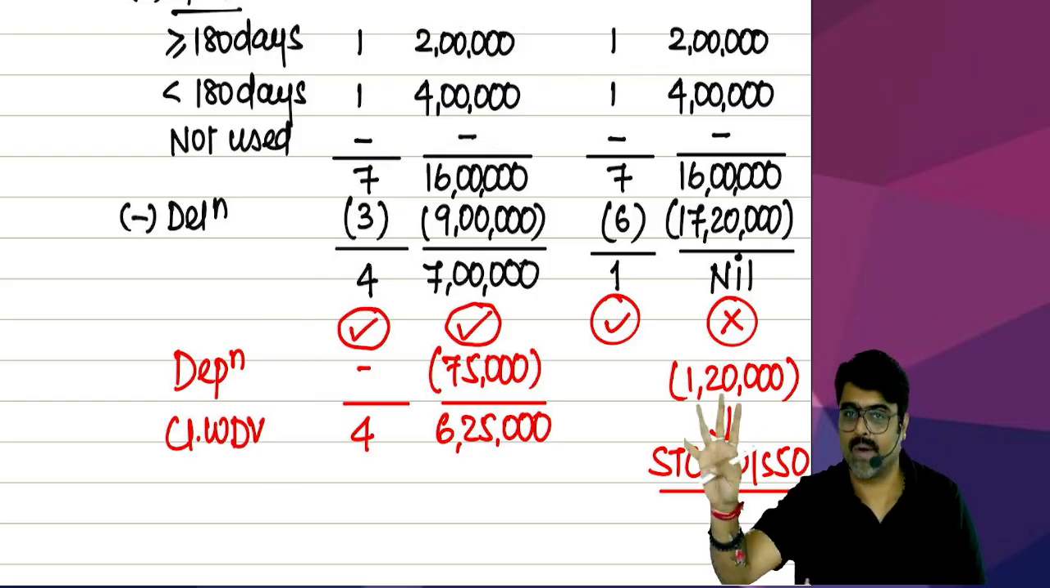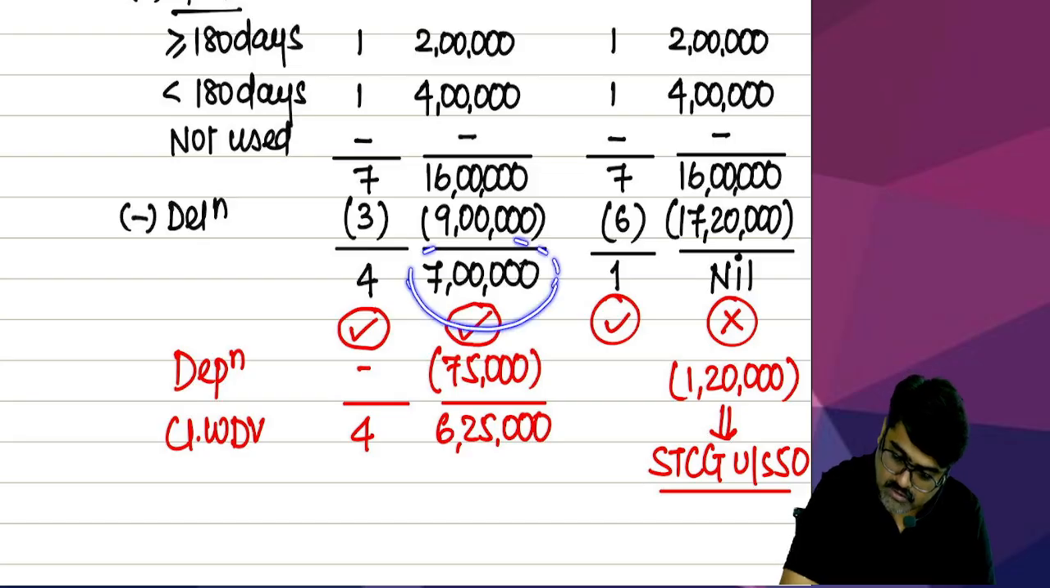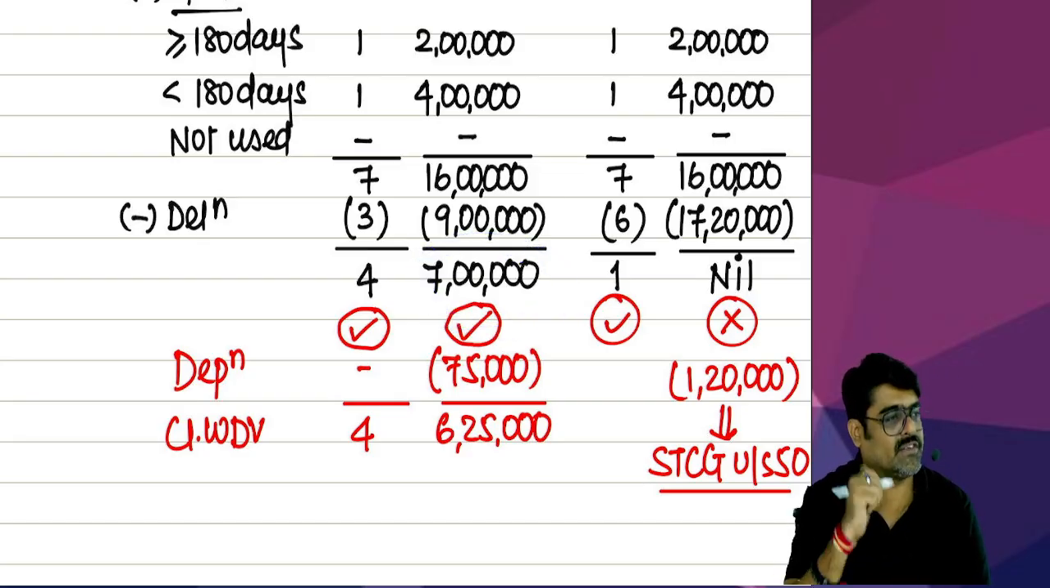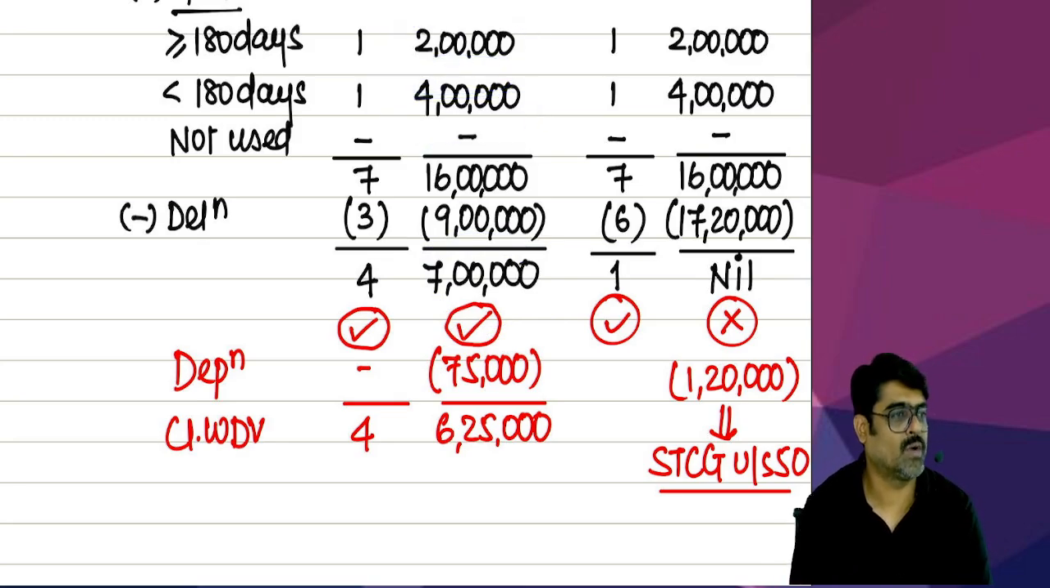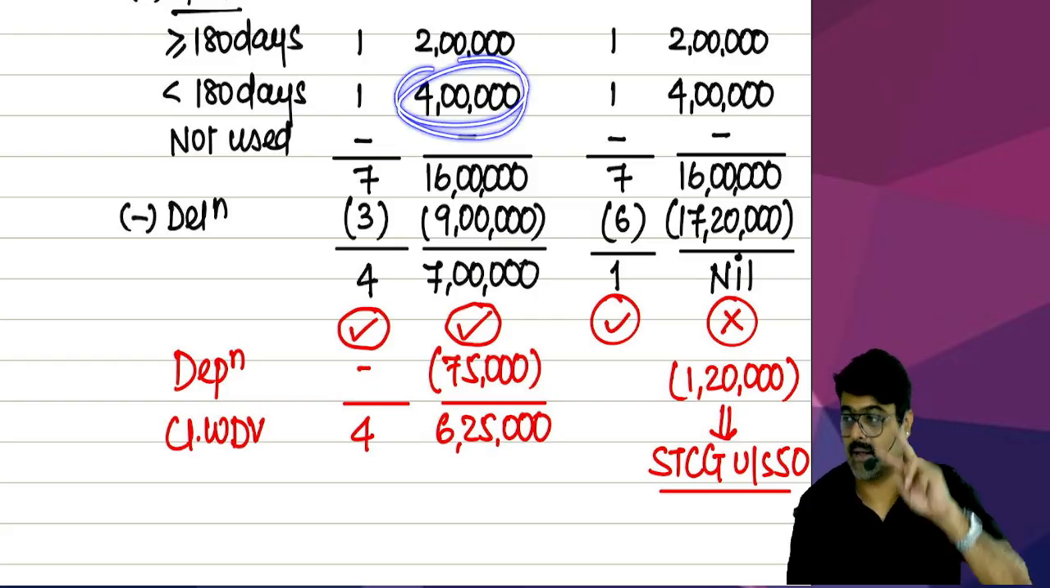Don't forget how to calculate normal. Normal will be calculated on 7 lakh. But additional depreciation will be calculated on 2 lakhs and 4 lakhs. On 2 lakhs you are going to calculate 20%, that is 40,000. And on this 4 lakh you are going to calculate 10%.